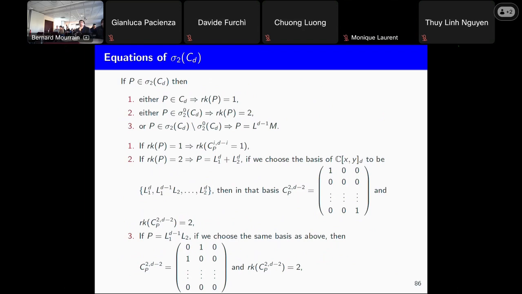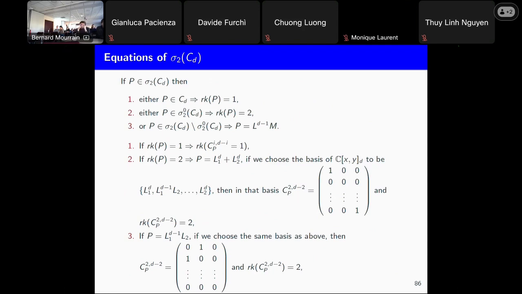So these are just a summary of the equations of the second secant variety of the rational normal curve. I don't know why I put it here, but we have it, so let's do it. This is just a test to say whether your polynomial has border rank 2 or not. We understood it already. If it belongs to the rational normal curve of degree d, it has rank 1. And otherwise, if it belongs to sigma 2, then it's either of rank 1 or of rank 2, or it's a point in the closure of the second variety.